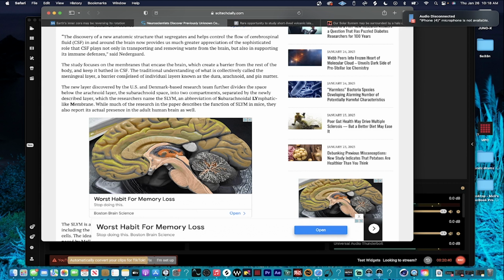Keeping it bathed in cerebrospinal fluid. The traditional understanding is what is collectively called the meningeal layer, a barrier composed of individual layers known as dura, arachnoid, and pia mater.